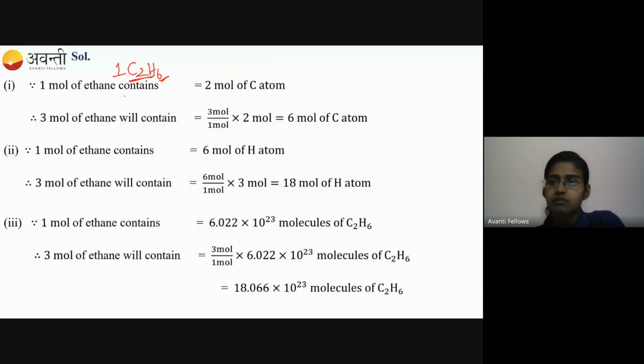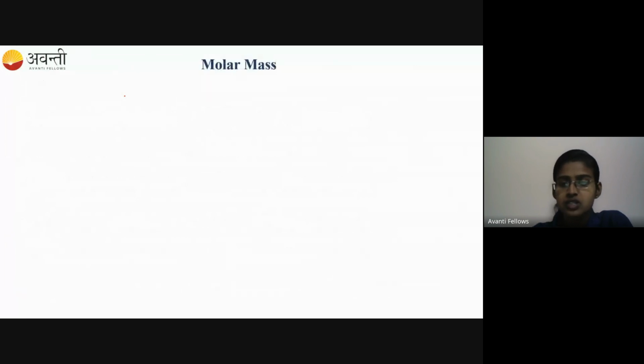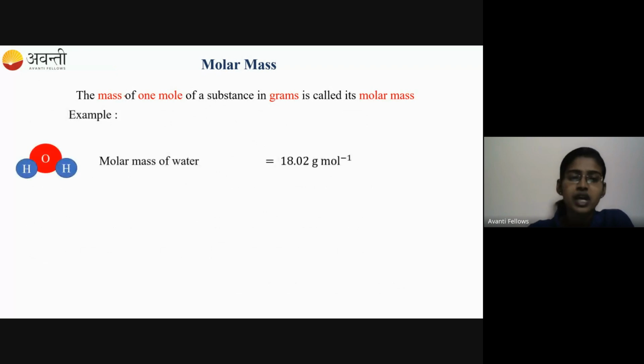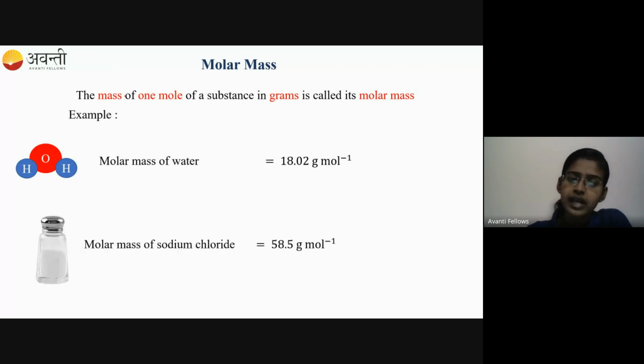Now, coming to the next topic, which is molar mass. The definition for molar mass is the mass of 1 mole of a substance in grams. Suppose if I am taking H2O, the molar mass is 18.02 grams per mole. For another compound like NaCl, sodium chloride, the molar mass is 58.5. All these are calculated for 1 mole of the substance.